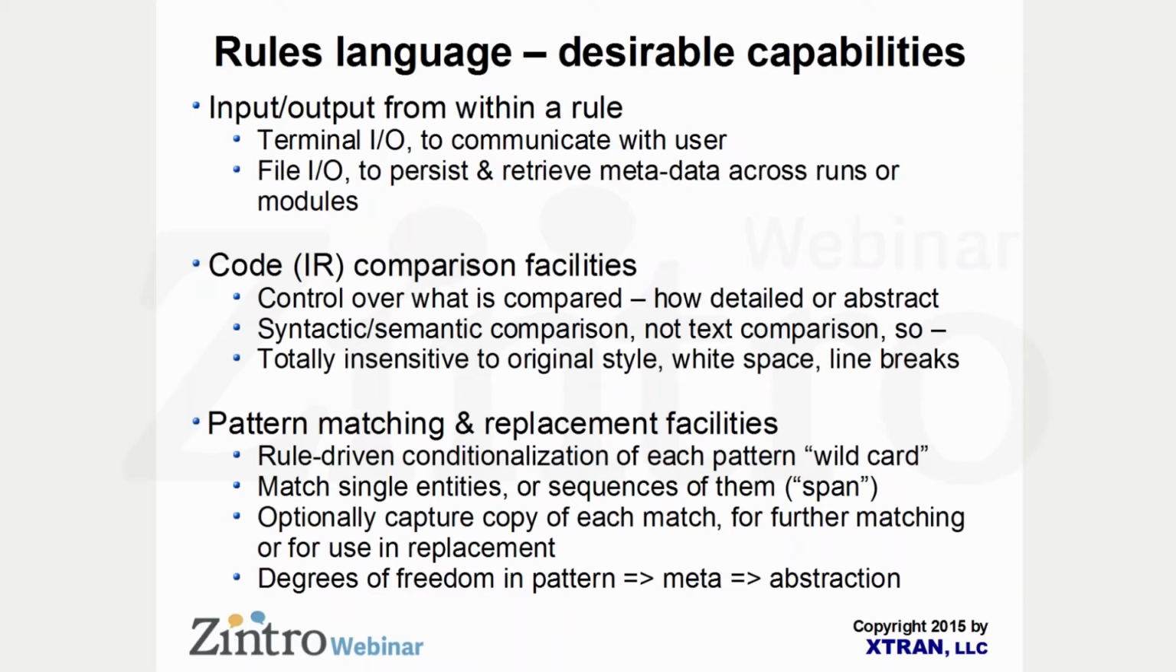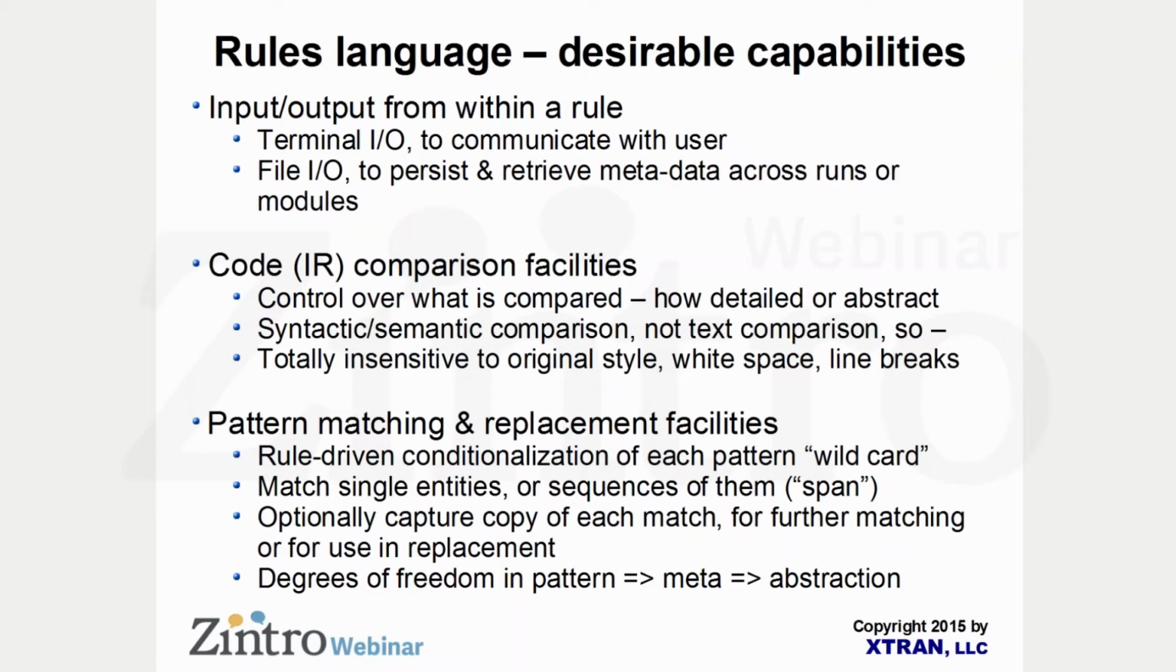We want pattern matching and replacement facilities. I've already mentioned that. And we want to be able to conditionalize each pattern match based on rule-driven conditions, which means that a pattern can be context sensitive. That means you can build very sophisticated patterns if you need to, or they can be very simple if that's what the job requires. We want to be able to match a sequence of things, like a sequence of statements, for example, which we call a span, or a single entity, and we want to be able to say what are the minimum and maximum number of things in this sequence that this pattern matches.